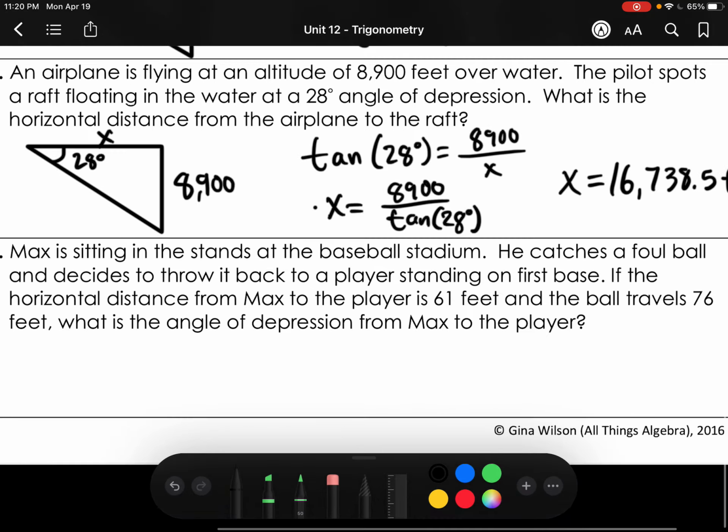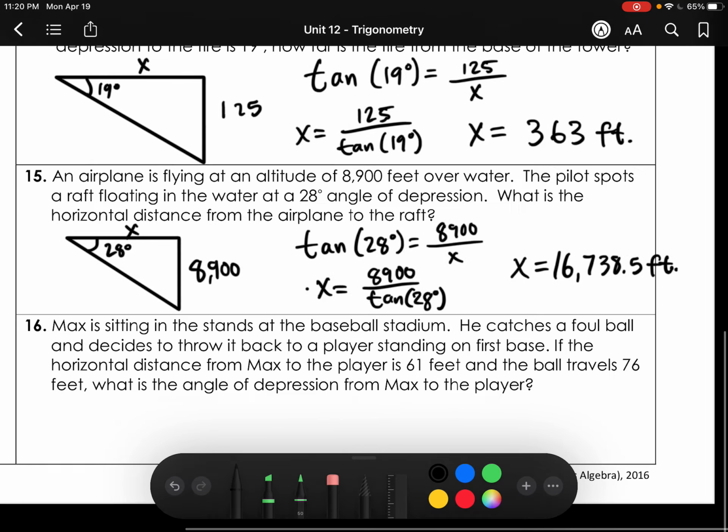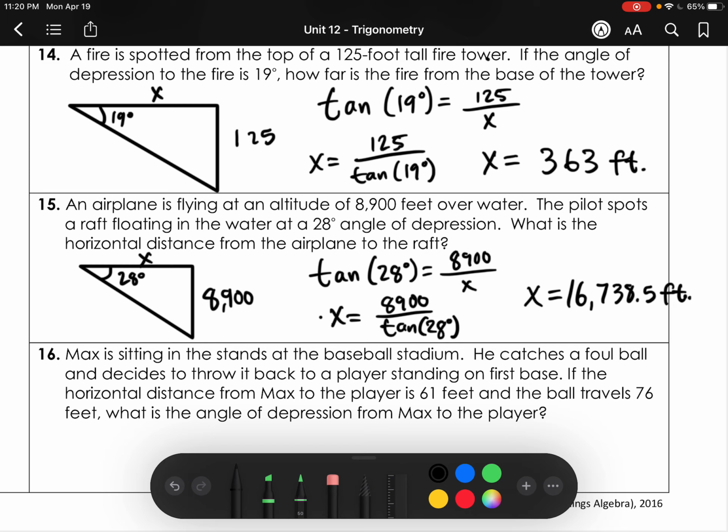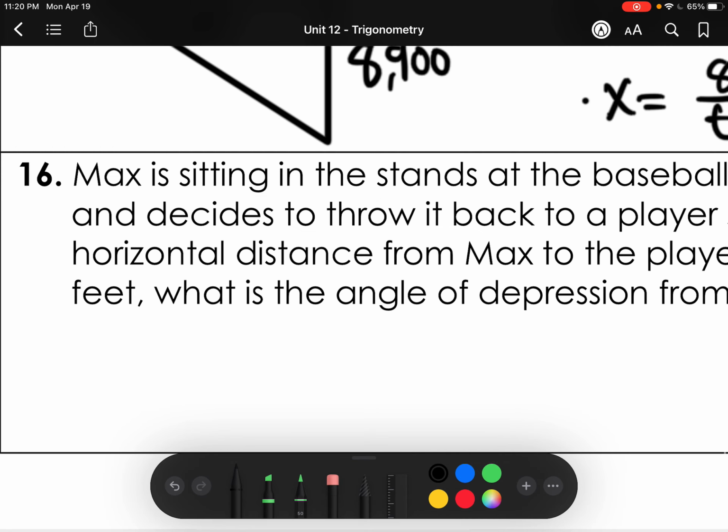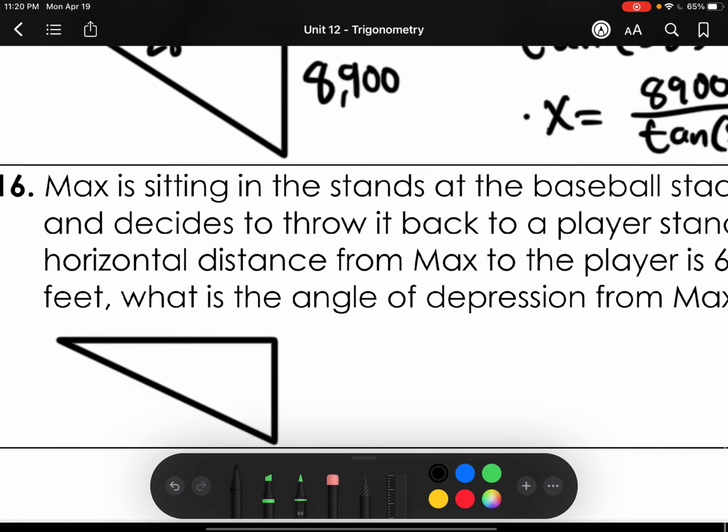All right, and then the last question. Max is sitting in the stands at the baseball stadium. He catches a foul ball and decides to throw it back to a player standing at first base. If the horizontal distance from Max to the player is 61 feet and the ball travels 76 feet, what is the angle of depression from Max to the player? All right, so same triangle that we've been working with.